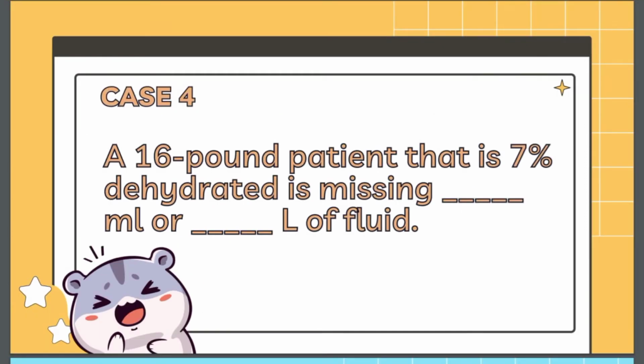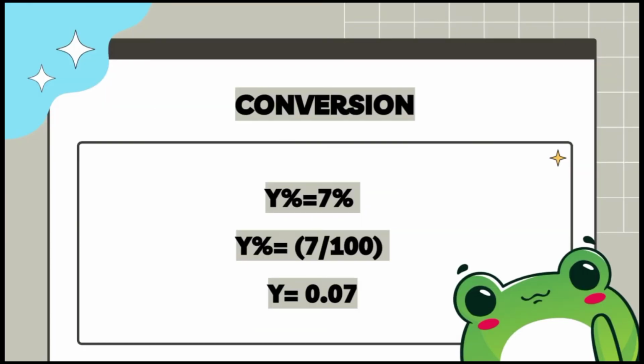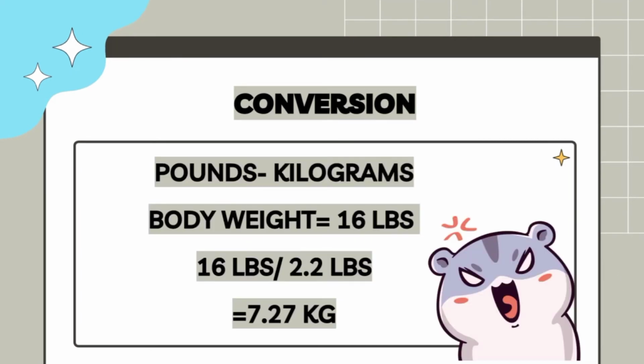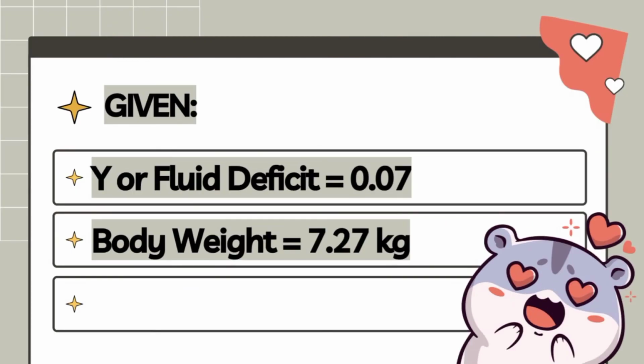In case 4, a 16-pound patient that is 7% dehydrated is missing unknown milliliters or liters of fluid. First, convert fluid deficit percentage into decimal. Then, convert the pounds unit into kilograms. The weight is expressed in pounds, so we have to convert it into kilograms by dividing 16 pounds by 2.2 pounds. The value of Y is 0.07 and the body weight is 7.27 kilograms.